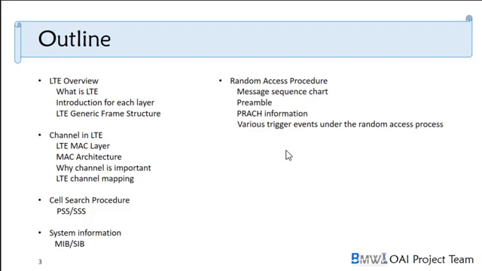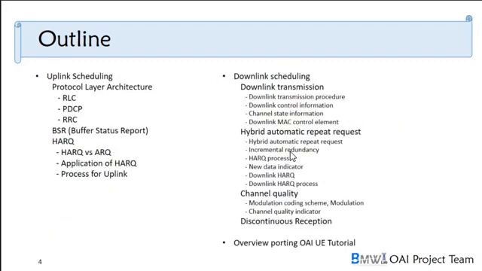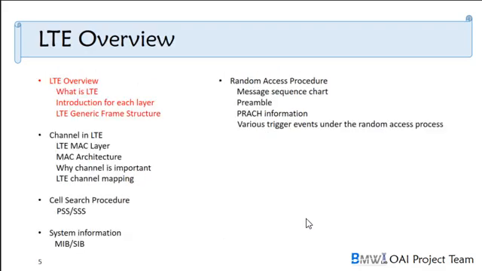And after that we have the random access procedure. And we also have uplink scheduling and downlink scheduling. And in the end, we have an overview of porting to the UE. So the first is the LTE overview.